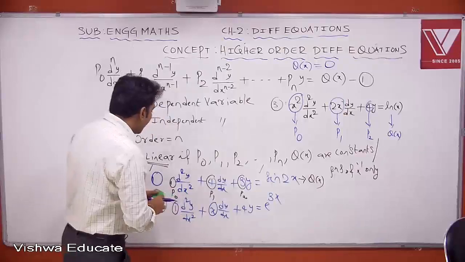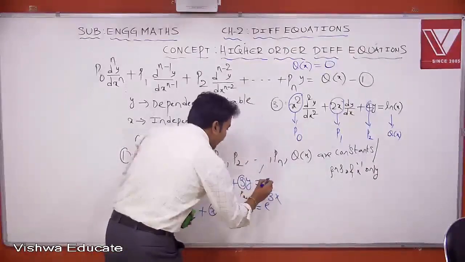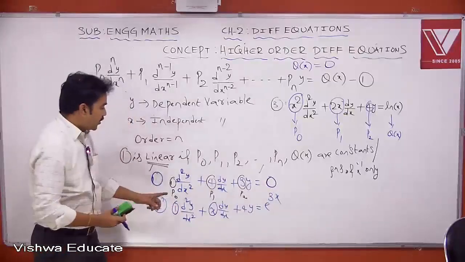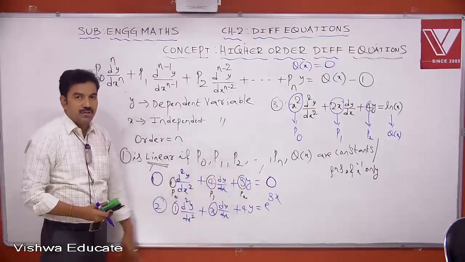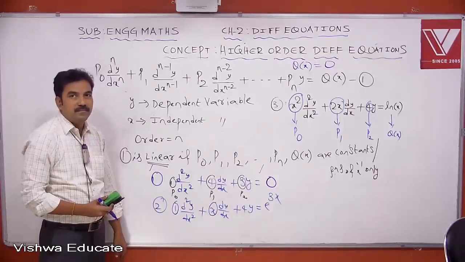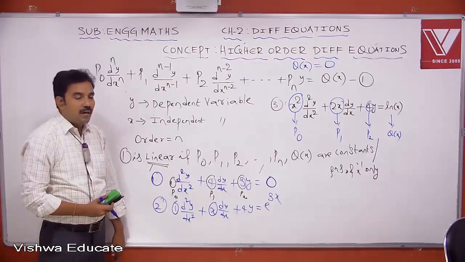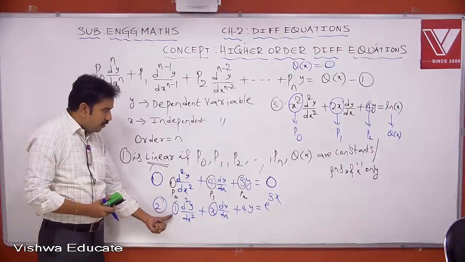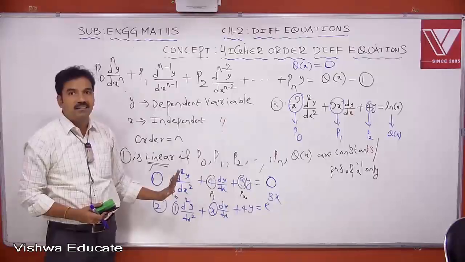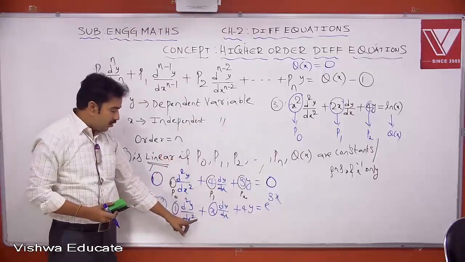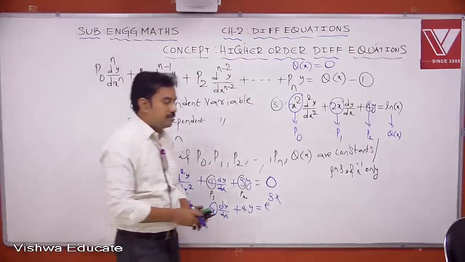Example, you can write the same example, but in place of sin 2x you can take 0. So d square y by dx square plus 4 dy by dx plus 3y equal to 0. After that you write this example and this example. They are simply second order linear equations.